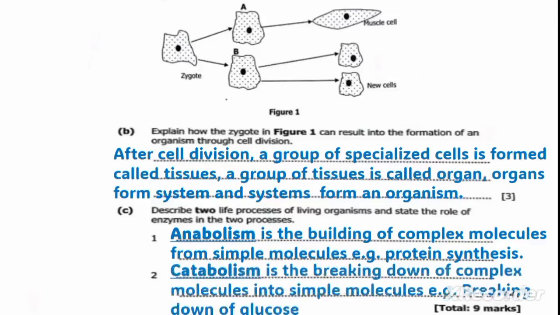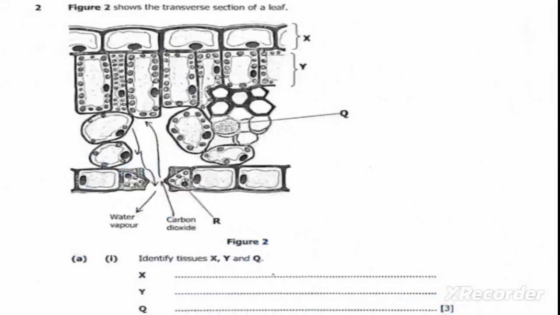Then catabolism is the breaking down of complex molecules into simple molecules. So even this reaction needs enzyme in order to be fast. Okay, so in this case, the role of the enzyme is to speed up the rate of these two reactions, or the rate of these two processes. We are done with the first question. Now let us move on to the next question, which is question 2.